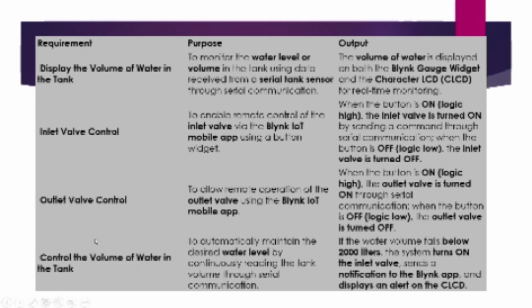Next, here is the control of volume of water in the tank. To automatically maintain the desired water level without human intervention, I have put in automatic programming so that if the water volume falls below 2000 liters, the system will turn on and the inlet valve will be on. This notification and this information is sent to the CLCD as well as the Blynk IoT app.